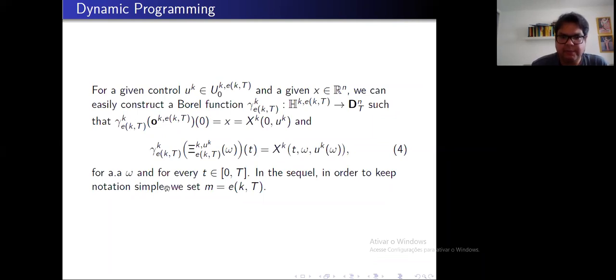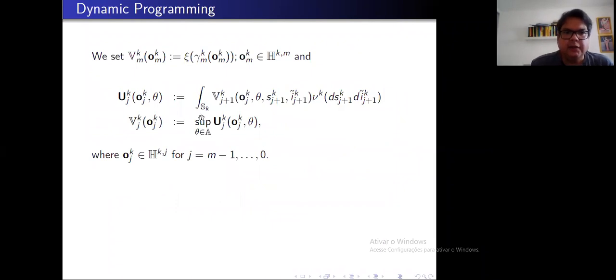Okay, so to simplify the notation, M would be AKT, where capital T is the number of periods that I will consider in my discrete stochastic control problem. So the final condition is given by the payoff applied to the state. Everything here is pathwise, but it's pathwise in the world of the continuous time random walk, not in the Brownian motion world.